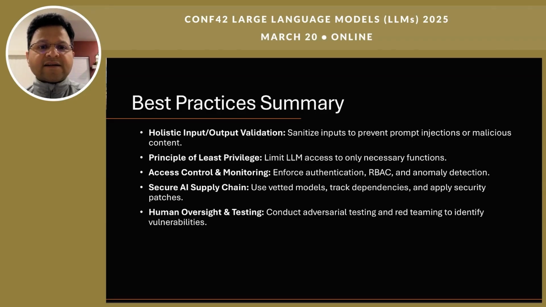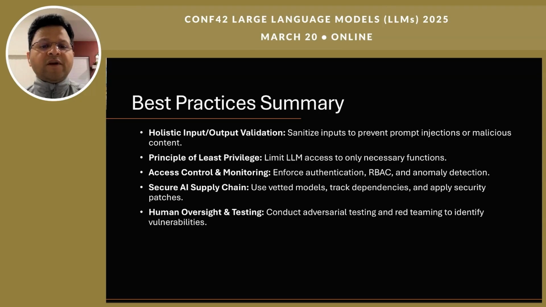Implement robust access control and monitoring. Secure model endpoints with authentication and role based controls. Track logs for suspicious activities such as unusual volumes of requests or suspicious query patterns. Secure your AI supply chain. Treat AI components like critical software dependencies. Only use trusted sources for pre-trained models and libraries. Verify their integrity and apply updates regularly.